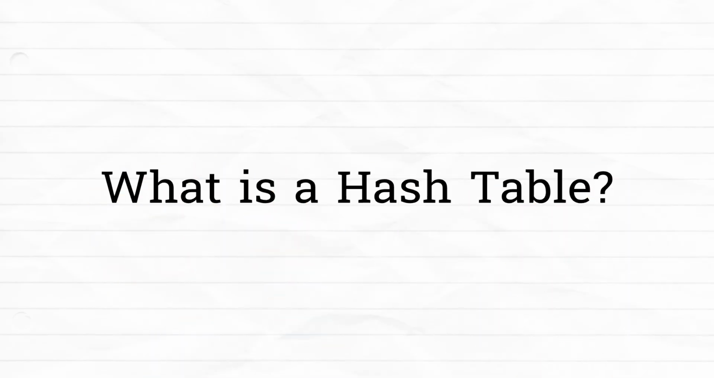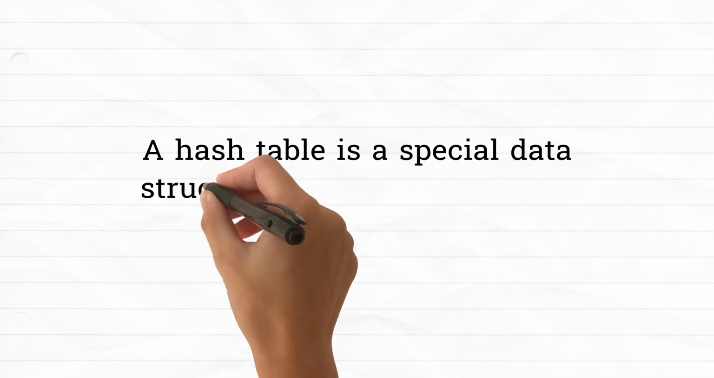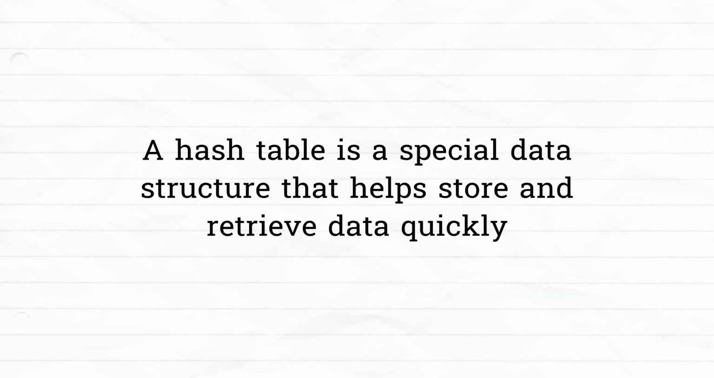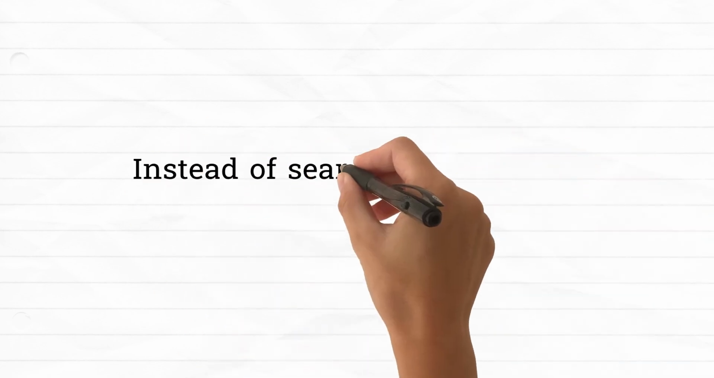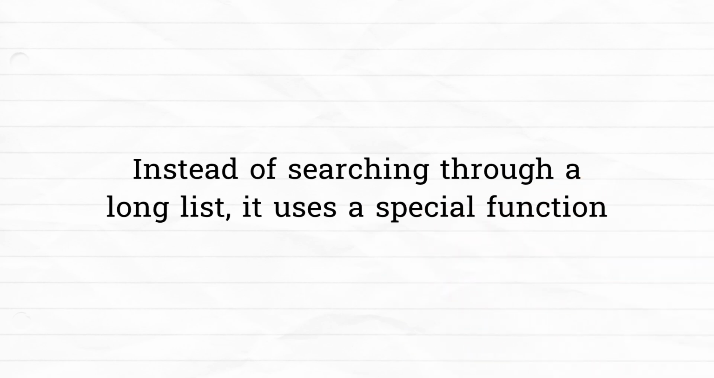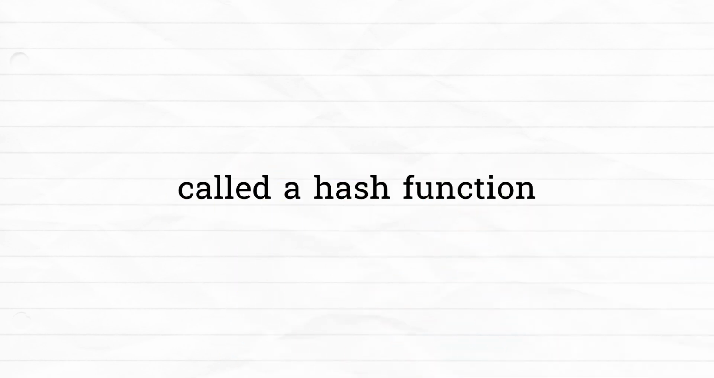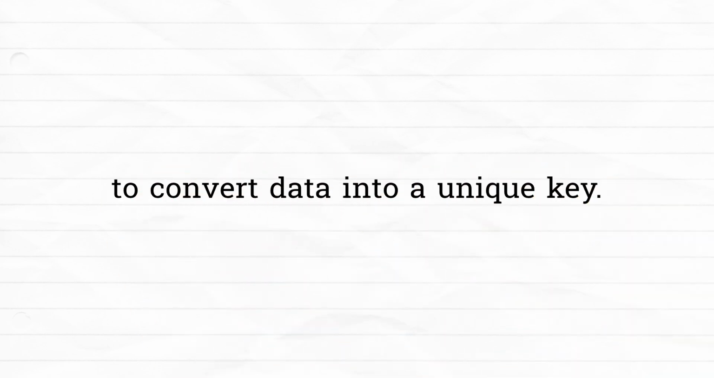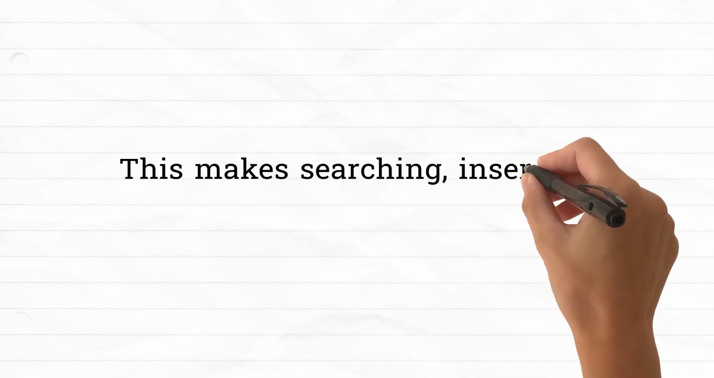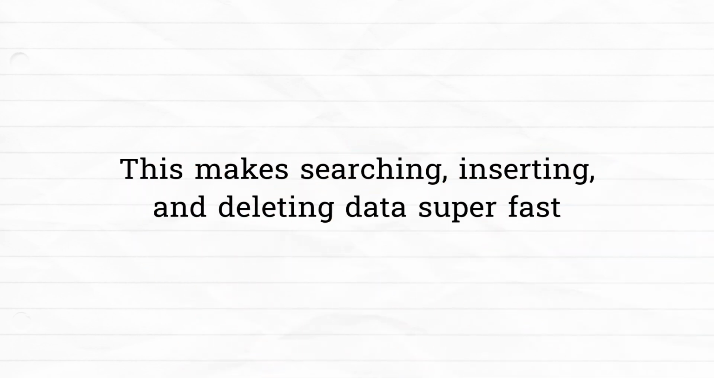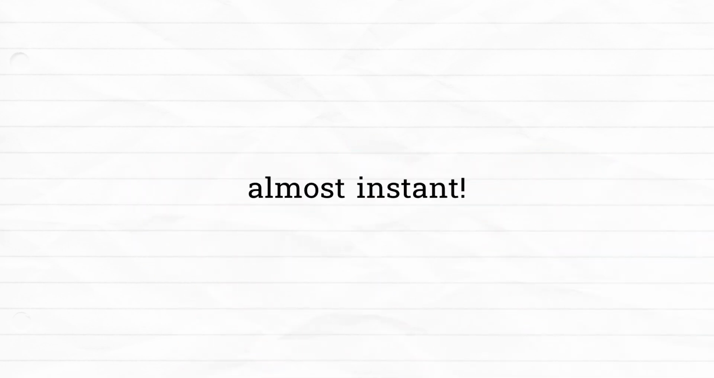What is a hash table? A hash table is a special data structure that helps store and retrieve data quickly. Instead of searching through a long list, it uses a special function called a hash function to convert data into a unique key. This makes searching, inserting, and deleting data super fast, almost instant.